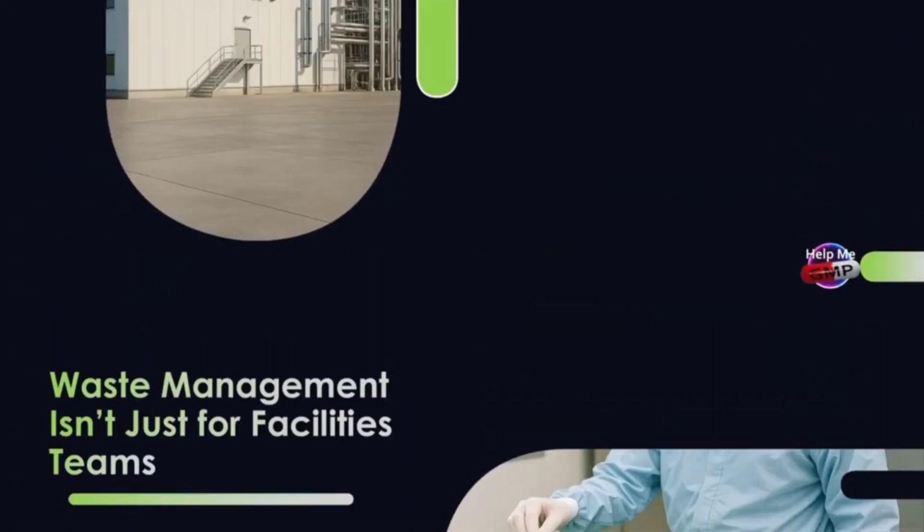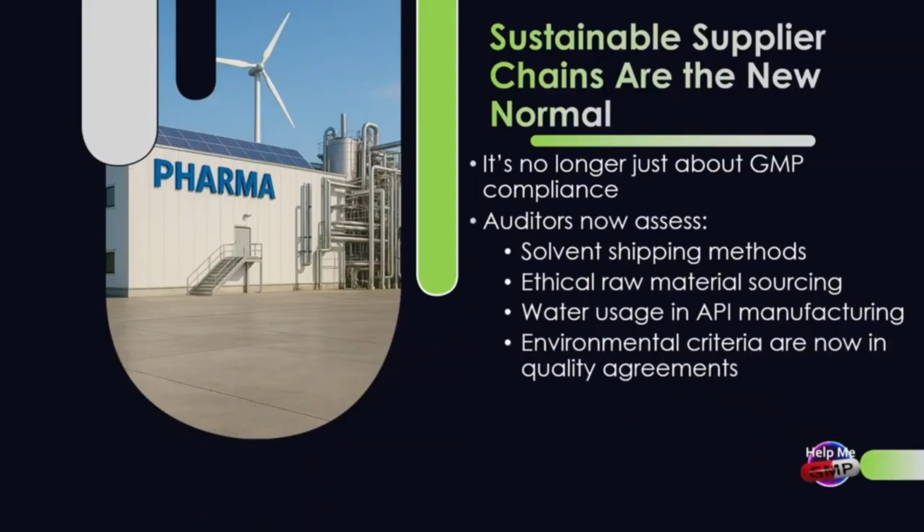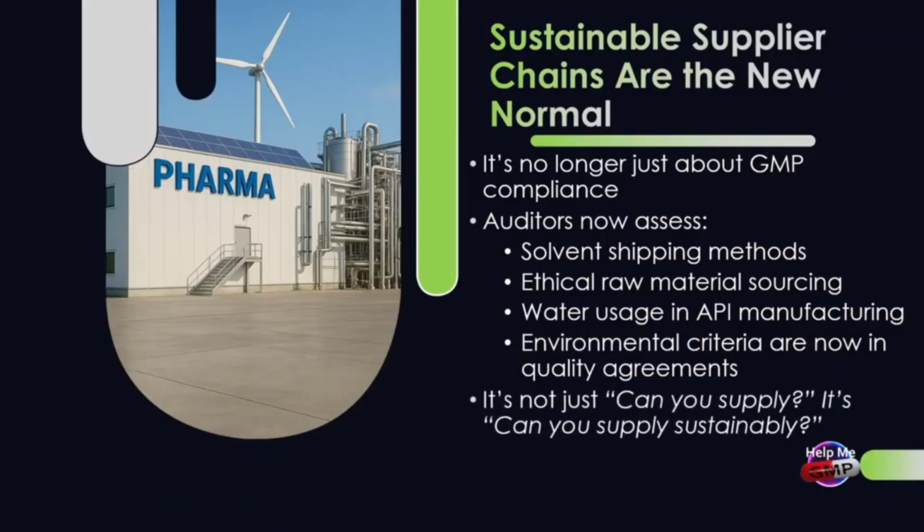Pharma companies are now auditing suppliers, not just for GMP compliance, but for sustainability performance. How are solvents shipped? Are raw materials ethically sourced? What about water usage in the manufacturing of APIs? Things like green metrics are being written into quality agreements. It's no longer just about can you supply, it's about can you supply sustainably.